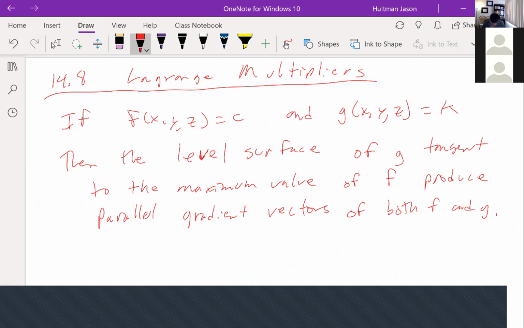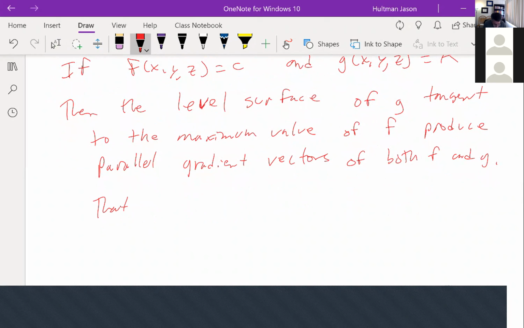Okay, that is, the gradient of f of x naught, y naught, z naught is equal to lambda, or some scalar multiple, right? Because if they're parallel, then these gradients are going to be going the same direction, and so they're just going to be scalar multiples of each other. Think of two vectors that are going in the same direction. Well, what would those two vectors have to be? They'd have to be scalar multiples of each other, right?